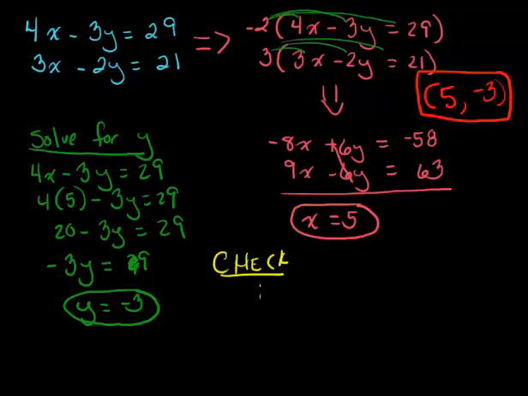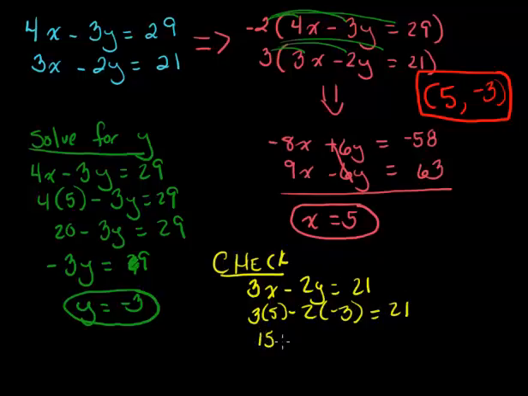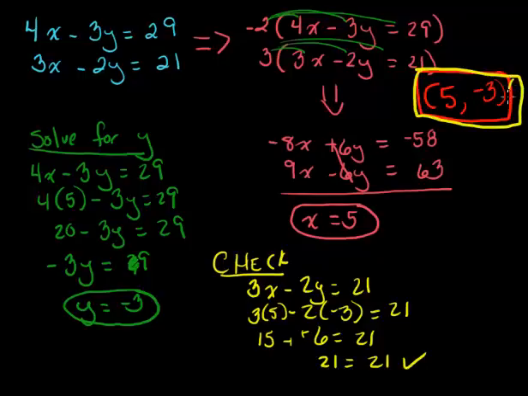So we're going to check. And when we do so, we're going to write it out. We get 3x minus 2y equals 21. 3 times 5 minus 2 times negative 3. 3 times 5 is 15. 15 minus negative 6. Use same, change. We get 21 equals 21, which is true. So by checking this, we show that our solution here to this system is 5, negative 3. I hope this helped.